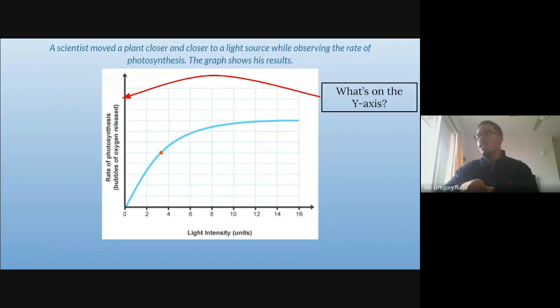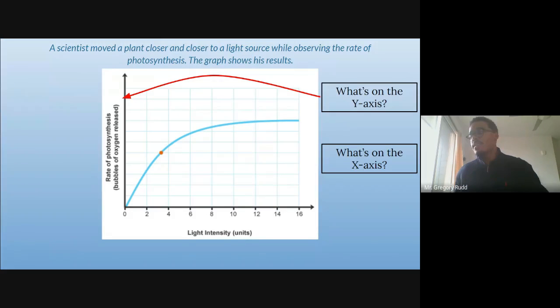So we can see on the x-axis, which is our horizontal axis that runs from right to left, that we have light intensity. And this one is just measured in arbitrary units. There are ways of measuring light intensity that use actual units, but that would be much more advanced. And so we're just given arbitrary units here.